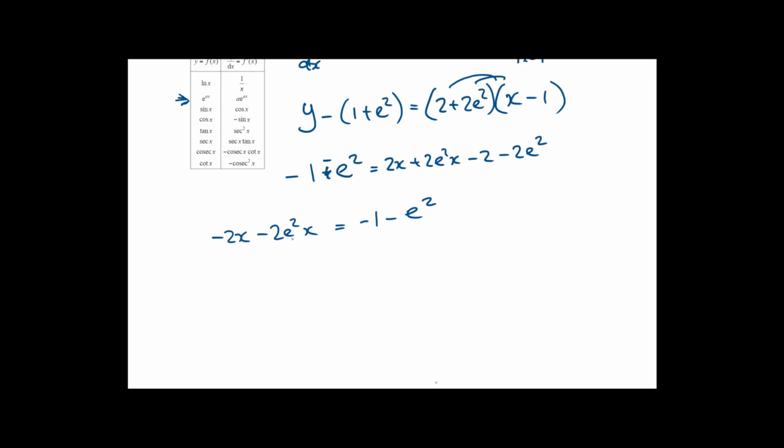Now what do we do here? We want to isolate x, so we're going to factorize this. We're going to factor out the x: x times negative 2 minus 2e squared equals negative 1 minus e squared. X is therefore going to be equal to negative 1 minus e squared over this negative 2 minus 2e squared. And that's going to be a number. What it is, I'm not sure.